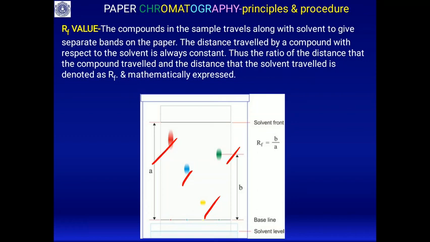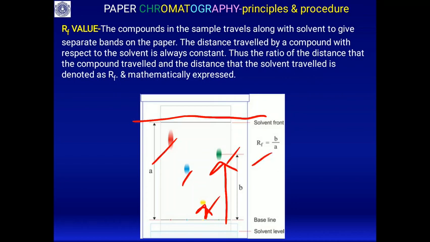The distance travelled by a component with respect to the solvent. The solvent will be moved up to here. The component you can see only up to here, the green one, and the yellow one only up to here. So, you will find this is the ratio of the distance that the compound travelled and the distance the solvent travelled, denoted as the RF value, and it is mathematically expressed. RF is equal to B by A.